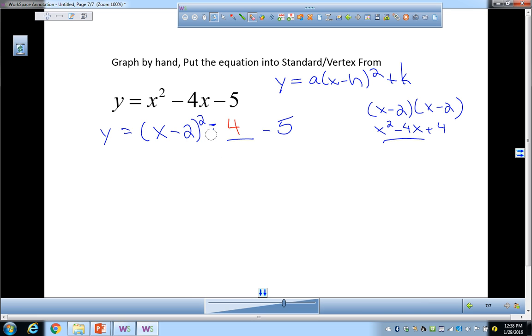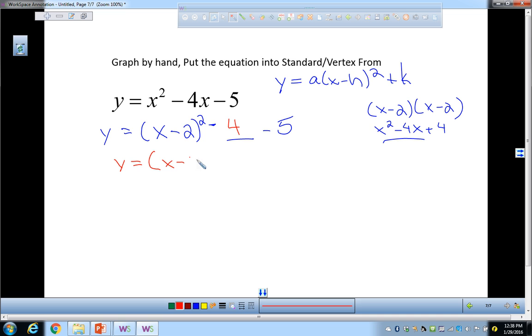We'll see in a second a case in which you don't subtract, you add. But with x minus 2 squared, I basically added 4 to this equation by rewriting it. So now I have to take away that 4, and I rewrite this as y equals x minus 2 squared minus 9, which tells you that your vertex is at 2 comma negative 9. Can you follow that? That's called completing the square.